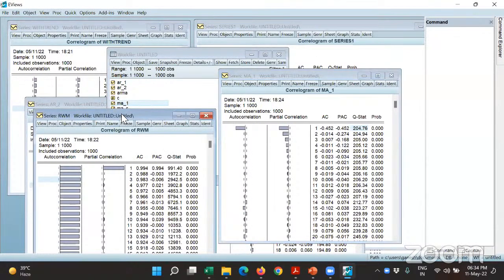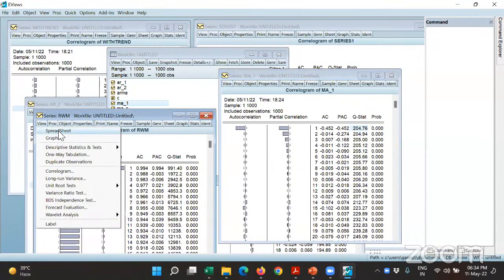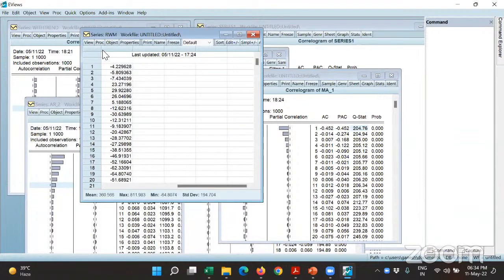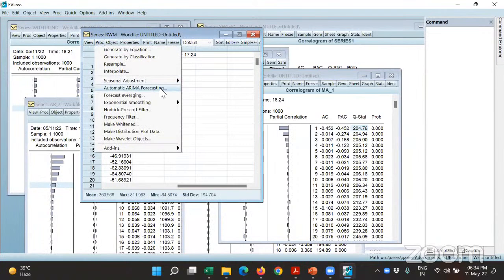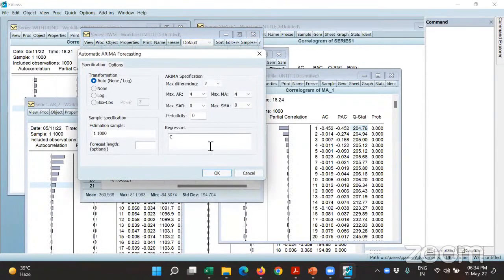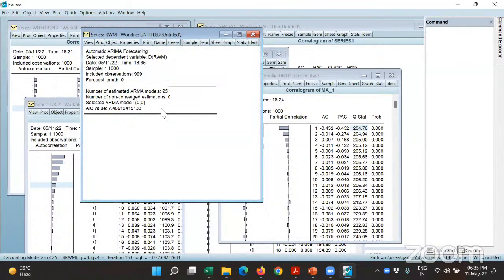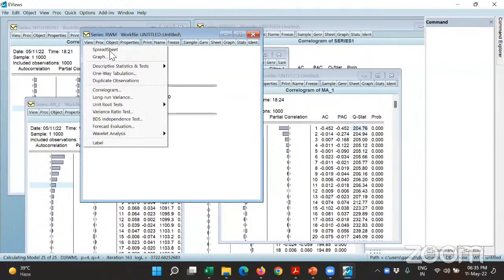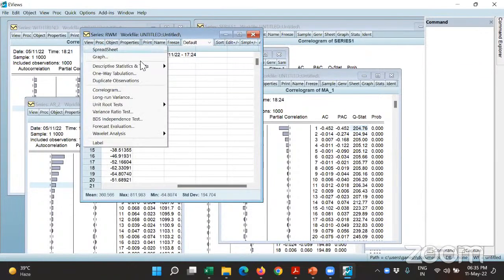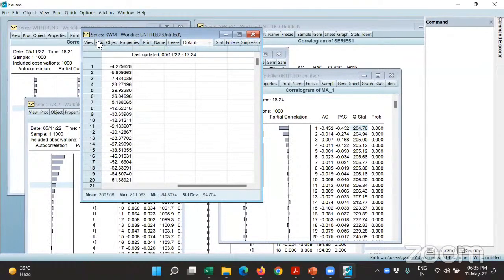You need to take some series, which is, yes, I have a series here. I can go for automatic ARIMA forecasting, and you can select the model which is a better model to be used. So here ARMA 0,0 model is a better model. You could be using some other model if your data set requires it, like Box-Jenkins. Yes, that was the best model.